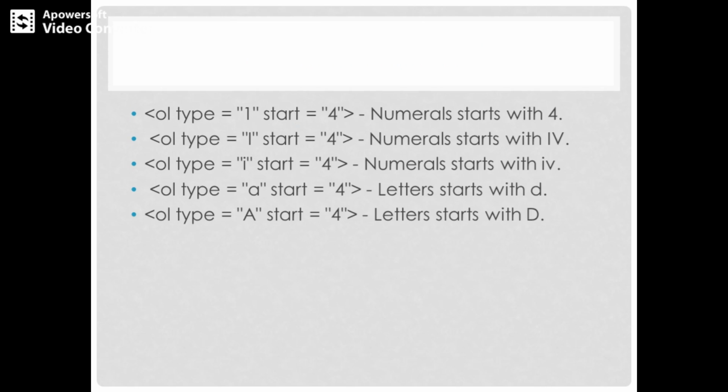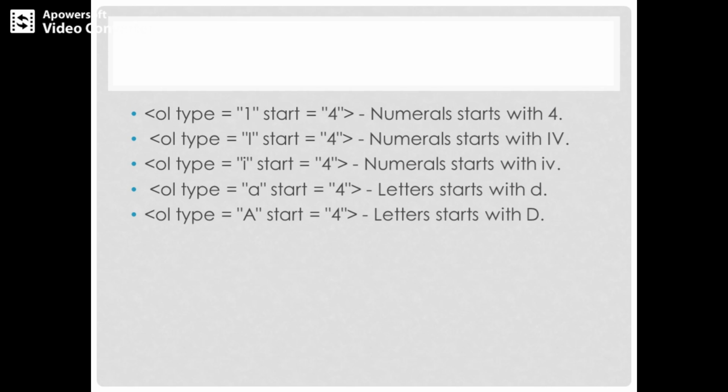Here we see some variations in the ordered list. You can observe the OL tag, and there is a type attribute along with the start attribute. If the type attribute is 1, it means it is of type numbers, and it should start with number 4. So the output is an ordering that starts with the number 4.